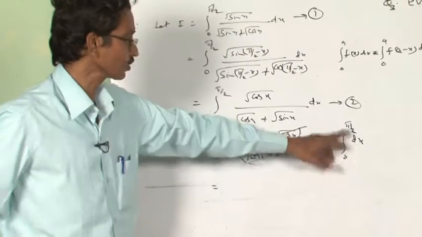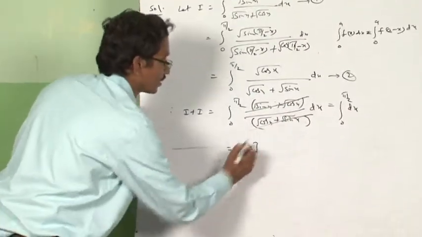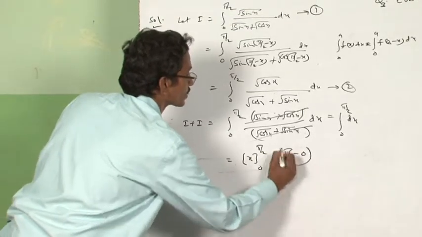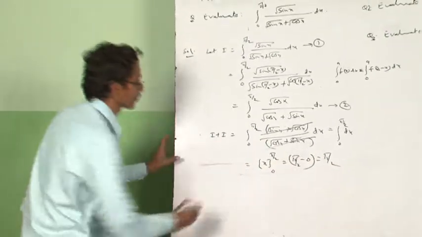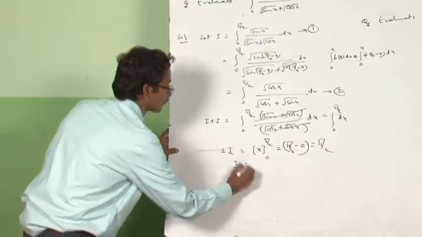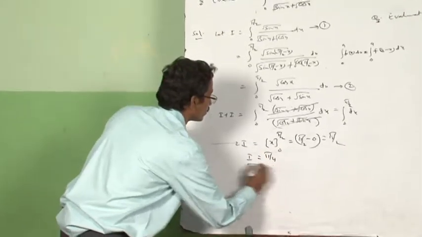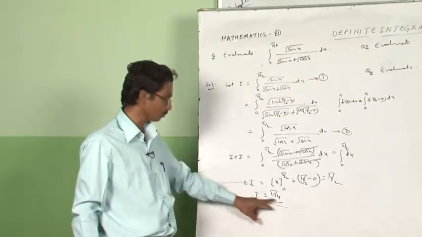So, the integration of 0 to pi by 2 dx is equal to x from 0 to pi by 2, and on substitution you will get pi by 2 minus 0, it is pi by 2. So, 2I is equal to pi by 2. What is I value? I is clearly pi by 4. So, the given question has the value pi by 4.